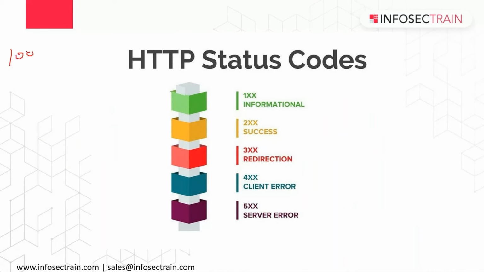First is 100. 100 means continue. Continue means you should continue the request. Whatever request you are sending, you should continue sending that request and ignore the response if the request is already finished. That is the meaning of continue here.